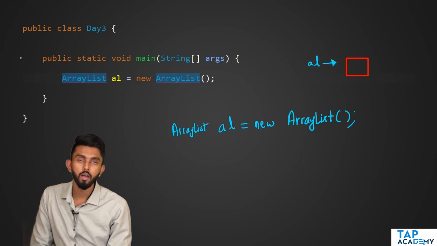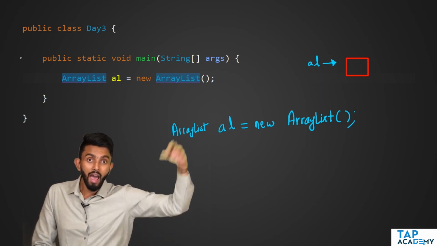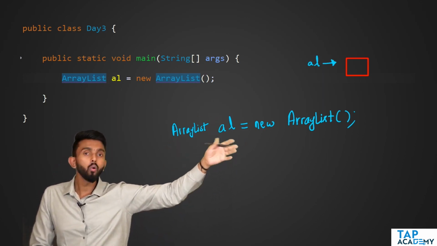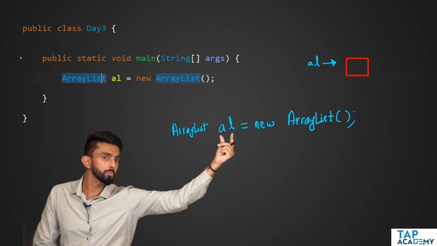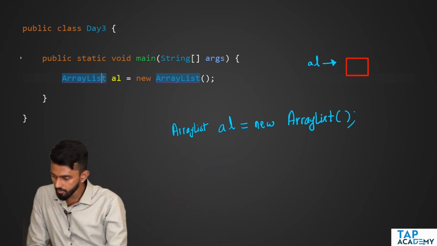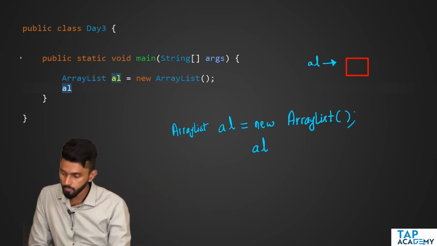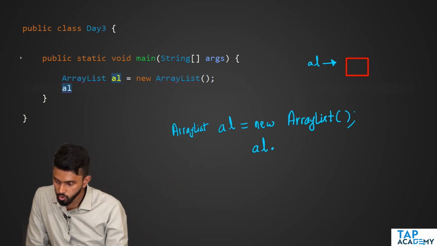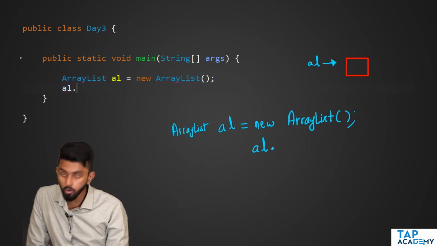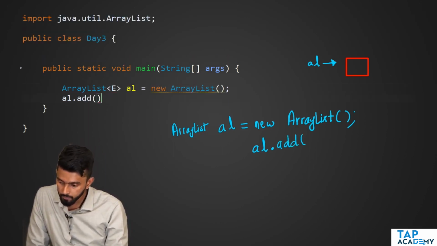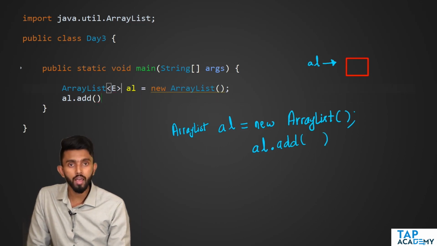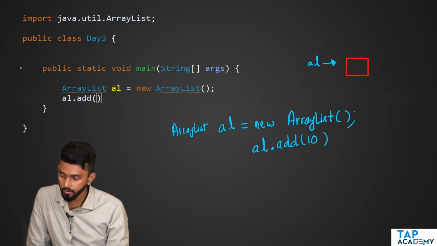Now you can add values into the array list. How will you add? Very simple. To add, you must make use of this AL. AL means that array list. I want to go inside it, so dot. And what I want to do inside is add an element. So I will tell add. What should I add? I want to add a value 10.